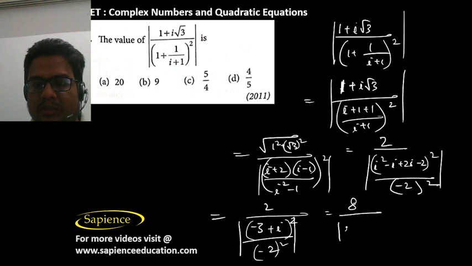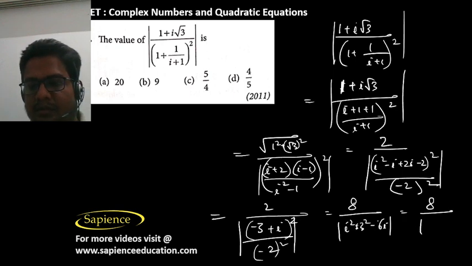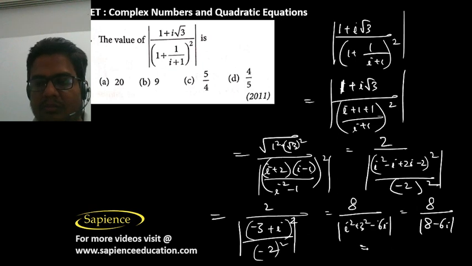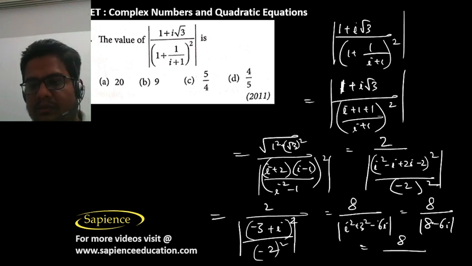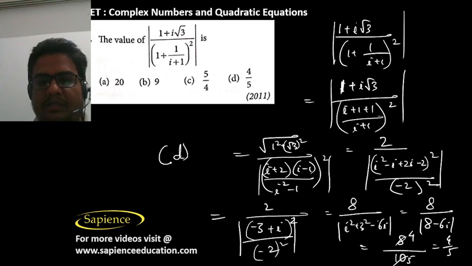whole square, that is i square plus 3 square minus 6i. So this will be 8 by mod of, i square is minus 1, so 9 minus 1, that is 8, 8 minus 6i. So that will be 8 by square root of 8 square, so 64 plus 36, that is 100, square root of 100, that is 10. So 2 times 4 is 8, 2 times 5 is 10, that is 4 by 5. So option D is the correct answer.